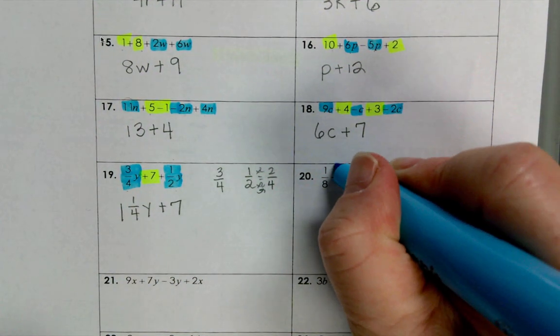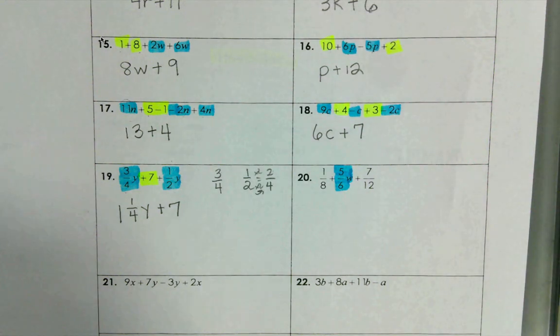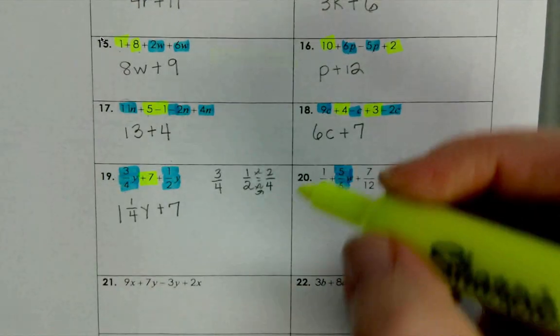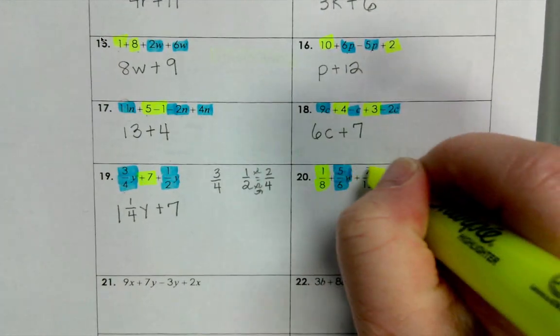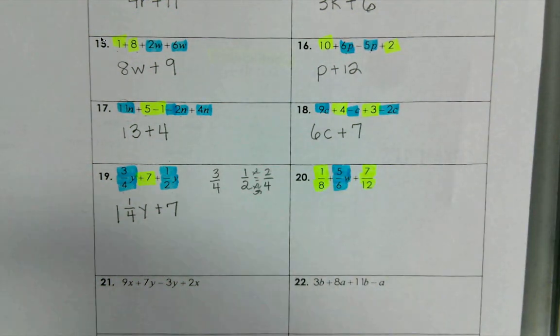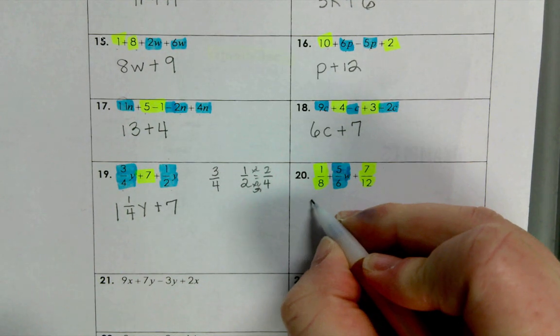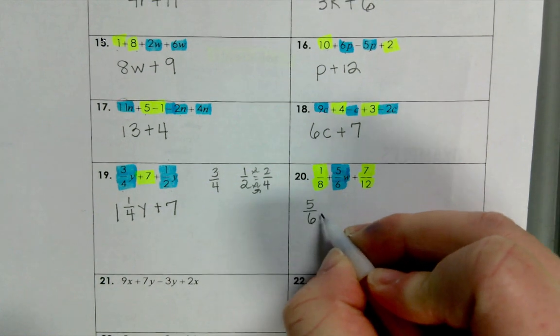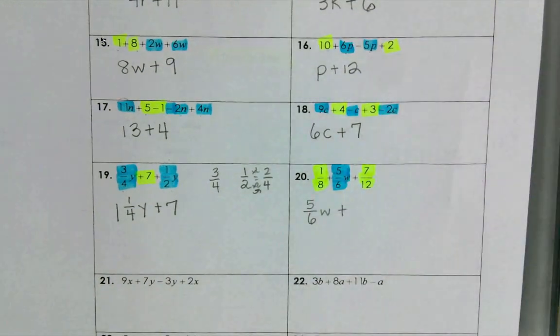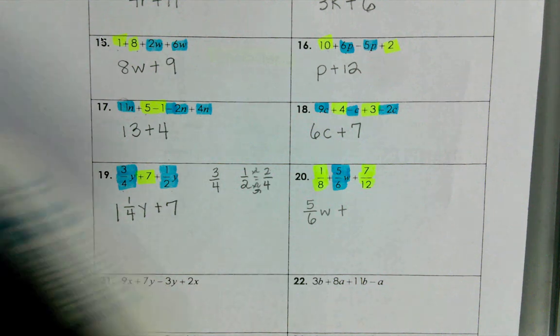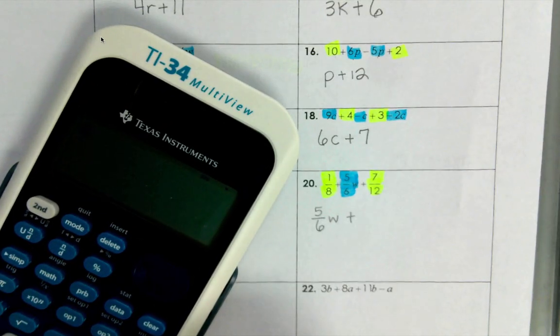Okay, so I have 5/6w. That stays together. But 1/8 and 7/12 is a constant. Okay? So we're going to start with this. 5/6w plus, and we're just going to bust out that calculator. 1/8 plus 7/12.